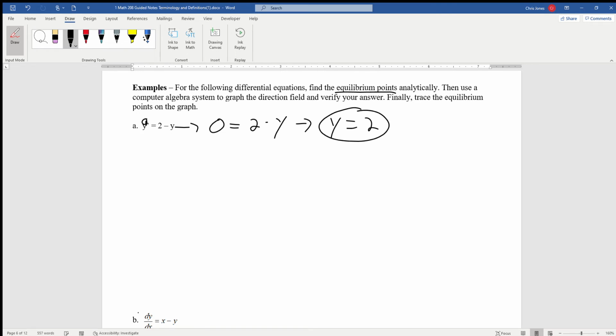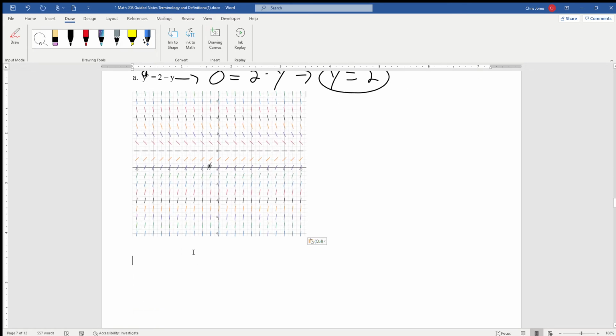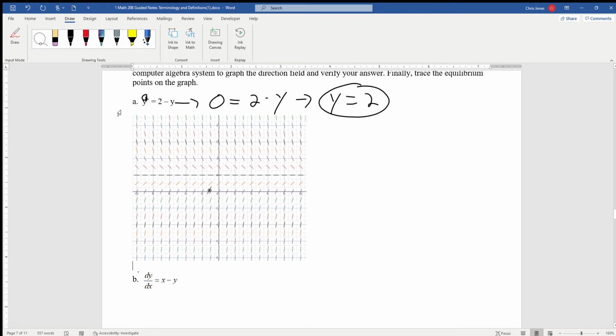Now, I plotted the slope field, and I'm going to go ahead and incorporate that into what we have here. So just bear with me one moment. All right, and there's our slope field. Let's take a look at what happens to the graph of the slope field at y equals 2. So here's y equals 2 right here.